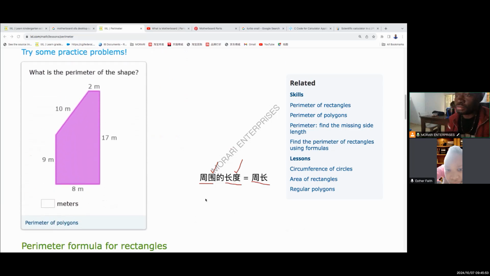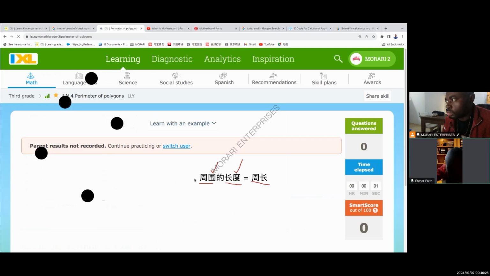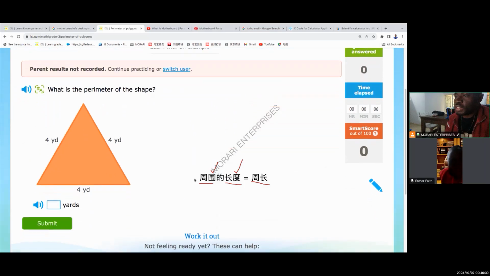Now look at this one. This one is not a rectangle. It's not a triangle. We have to just count the number of sides. How many sides are there? 1, 2, 3, 4, 5. So what is the perimeter? 2 plus 10 plus 9 plus 8 plus 17. Right? So let's see more of these examples.